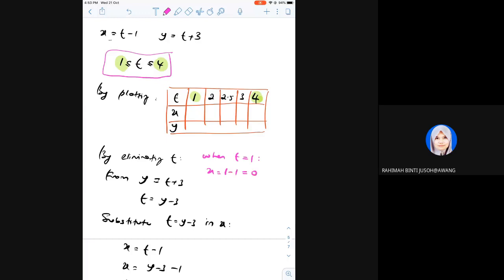X equals to t minus 1. So 1 minus 1, x equals to 0. And y equals to t plus 3. So 1 plus 3, we get 4. So the coordinate here is 0, 4. This is the starting point, the initial point. And then we substitute the ending point, t equals to 4. So x equals to 4 minus 1, we get 3. And then y equals to 4 plus 3, we get 7. So the coordinate here is 3, 7. So we have two coordinates now, guys: 0, 4 and 3, 7.